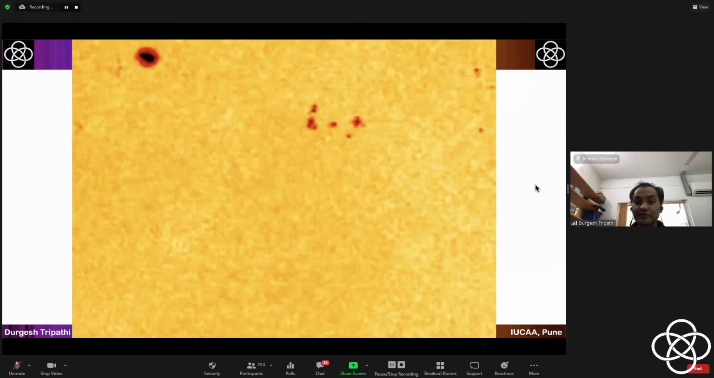Durgesh sir, sorry for interrupting. The slide is not movable. Not movable. Can you see the plot? No. What slide are you seeing now? Yellow colors.